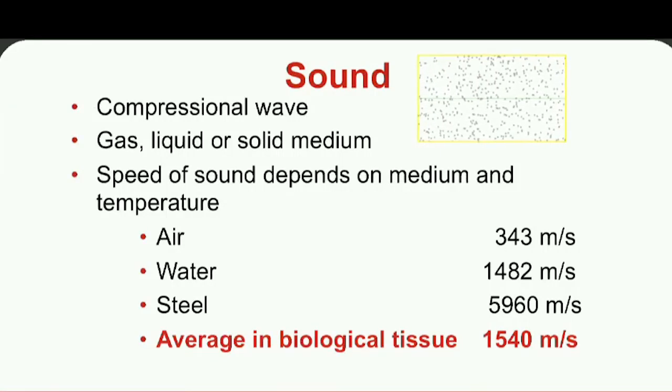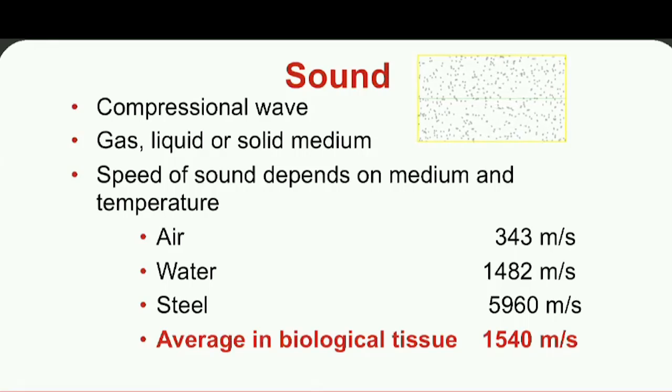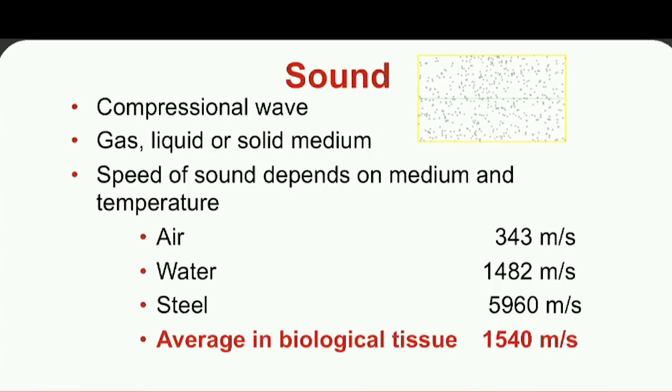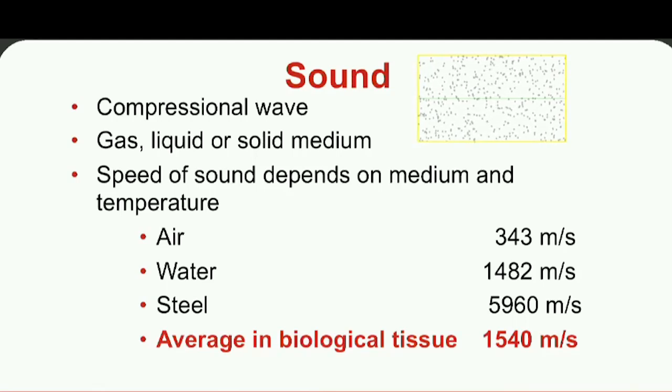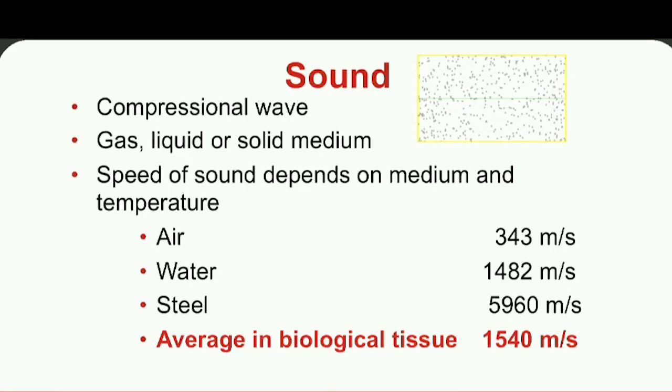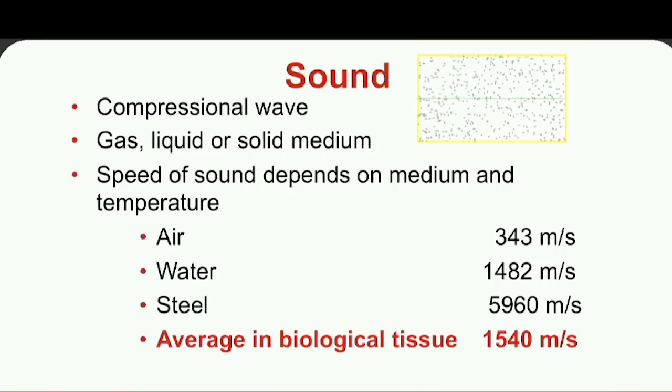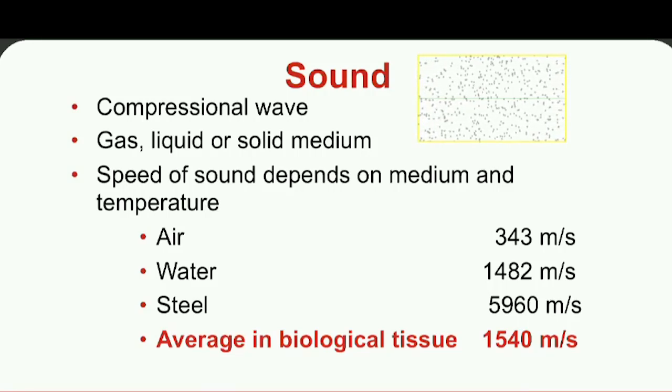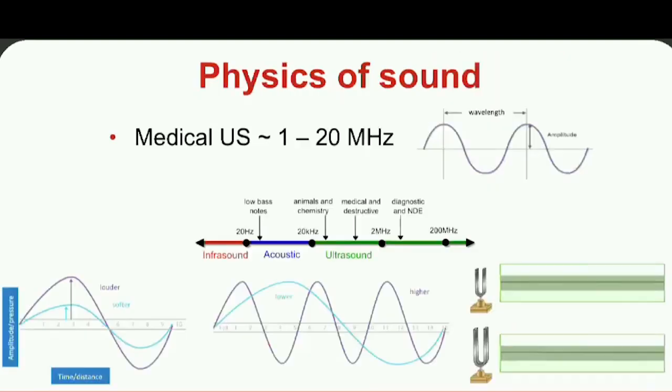Now let's come back to sound. As I said earlier, sound is a compressional wave, and it can go through gas, liquid or solid medium, and the speed of sound depends on the medium and the temperature. Sound travels through air at 343 meters per second, through water at 1482 meters per second, through steel at 5960 meters per second, and the average speed of sound in biological tissue is 1540 meters per second. And this 1540 number is very critical to remember, because this is what the ultrasound machine uses for calculating distances. It calculates the average speed of sound and gives you the distance traveled by sound.